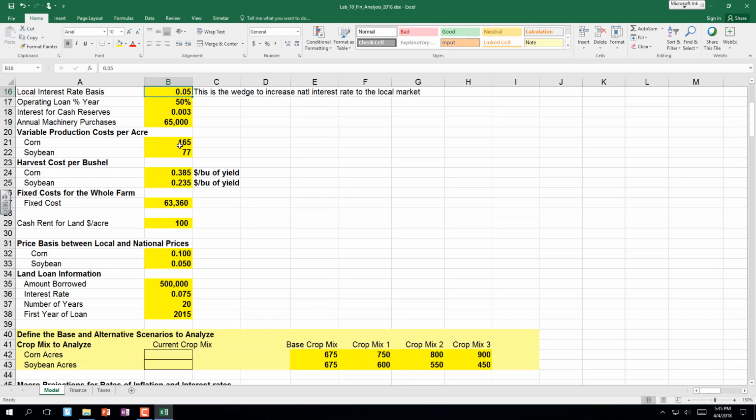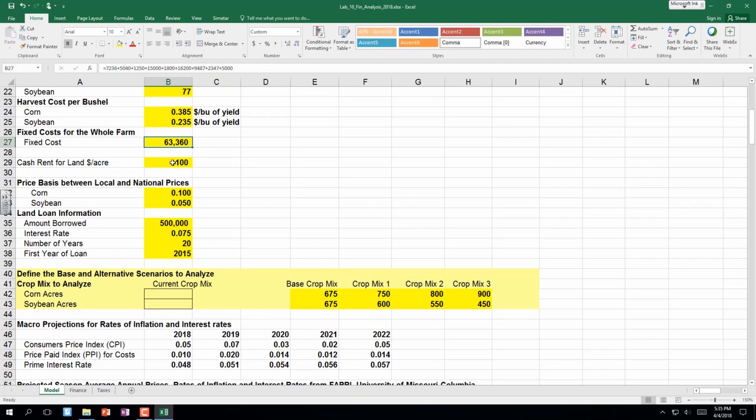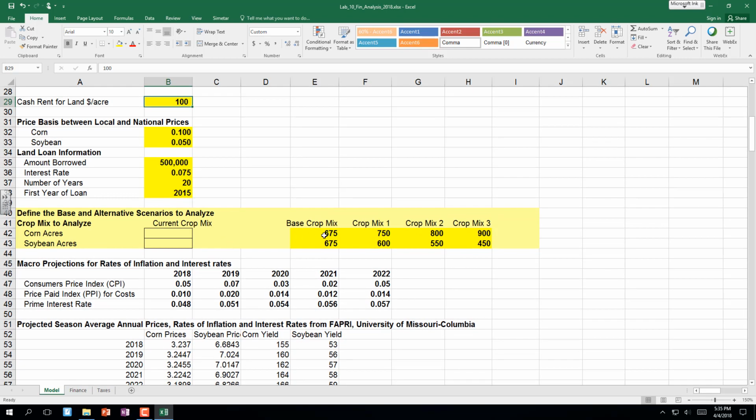Okay. We have variable cost per acre, and then we have variable cost to harvest the crop. This is usually a drying, hauling, harvest cost. We have some fixed costs for the farm. In your homework, they're individually broken out here for fixed costs on the farm. We're going to rent the land for $100 an acre that we rent. And here's a scenario that we're going to be looking at. We'll be looking at this base scenario and alternatives 1, 2, 3.